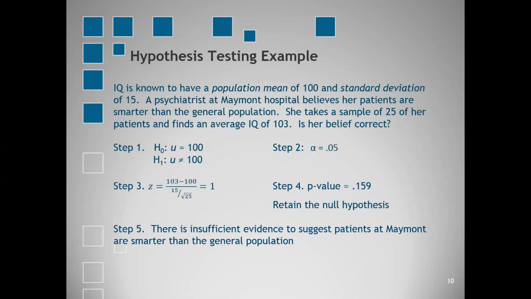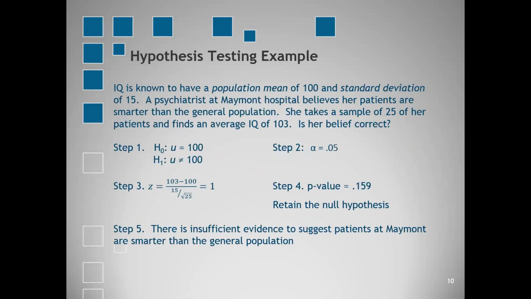So, IQ is known to have a population mean of 100 and a standard deviation of 15. A psychiatrist at Maymont Hospital believes her patients are smarter than the general population. She takes a sample of 25 of her patients and finds an average IQ of 103. Is her belief correct?